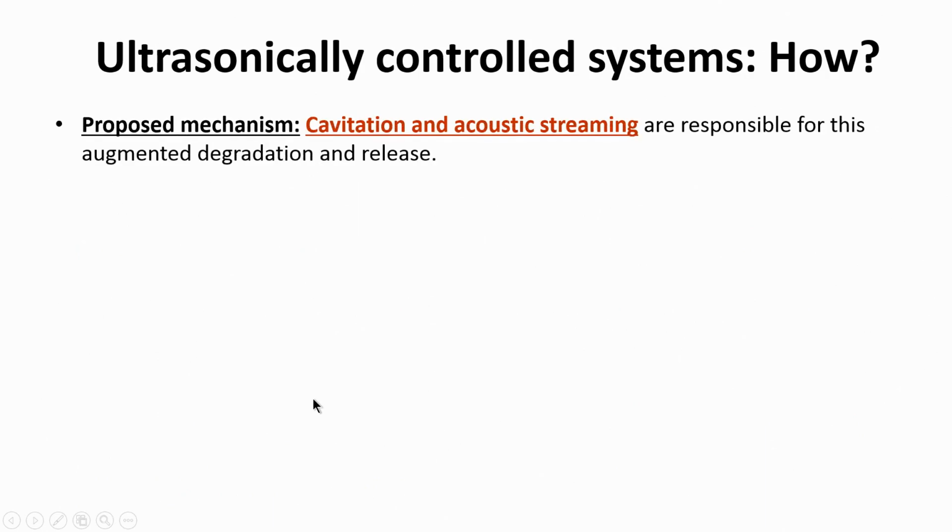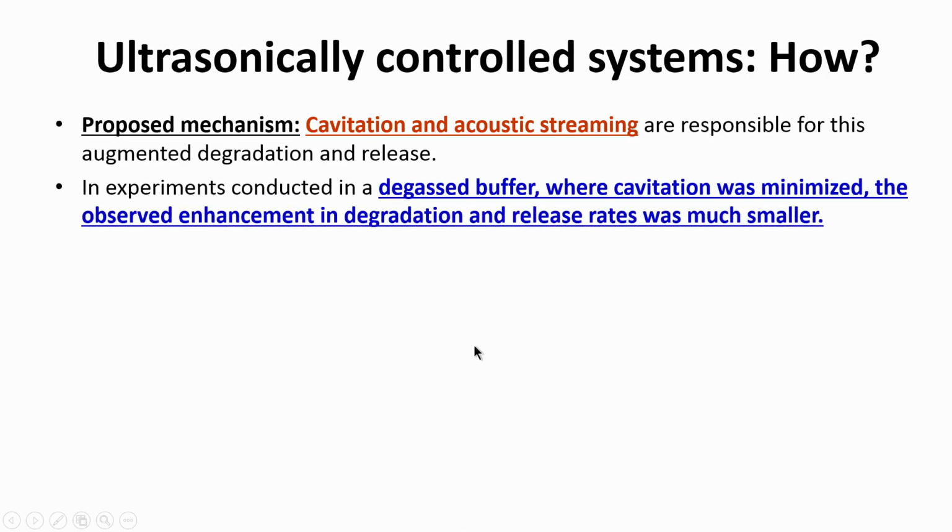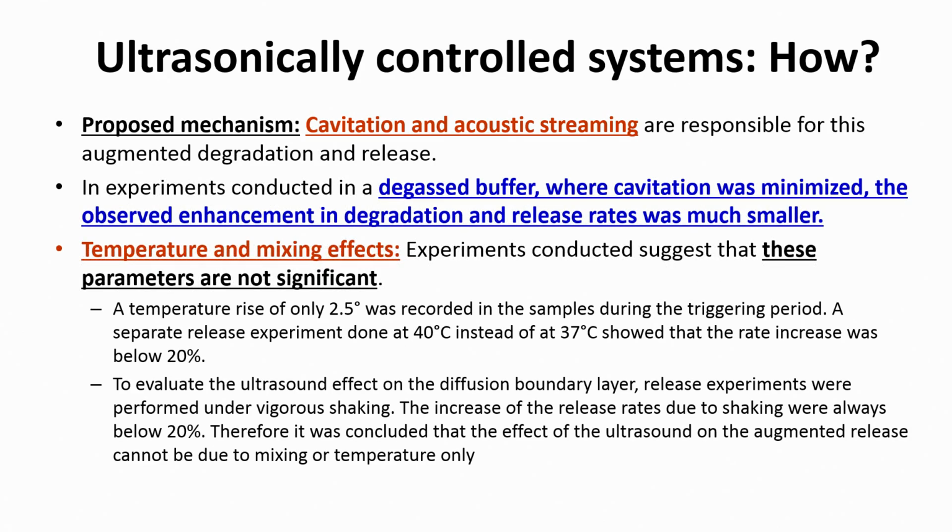So, how does this happen? The proposed mechanism is cavitation and acoustic streaming, which are responsible for degradation and release. If you do an experiment in a degassed buffer, a buffer that is completely degassed so that you have minimized cavitation, you find that the release rate and the degradation are much smaller. So, that is how you can conclude that cavitation is one of the major players that causes the release rate to increase.